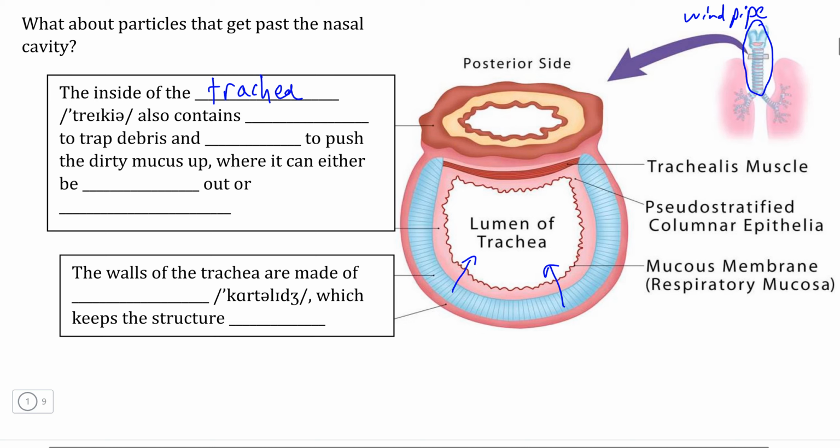And inside of your trachea, even if a pathogenic bacterium or other particles get into your trachea, fear not, because the inside of your trachea also contains a mucus layer that exists to trap debris or any harmful particles that make it past your nasal cavity. So here we can see that our pathogenic bacterium is still frustrated because it's caught inside of the mucus.